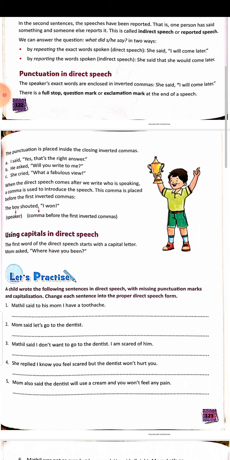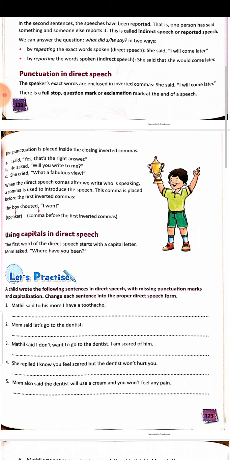The boy shouted, "I own." The boy shouted: the boy is the speaker. Okay? Then how he is saying, shouting or crying or telling. So after that we have to put a comma, then inverted comma, then the statement, and then again we have to close the inverted comma.